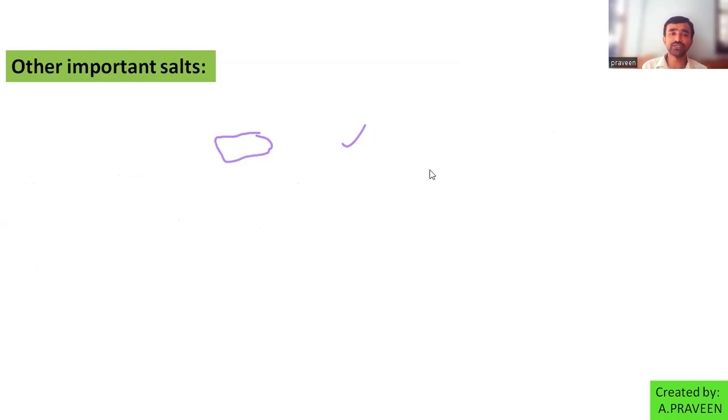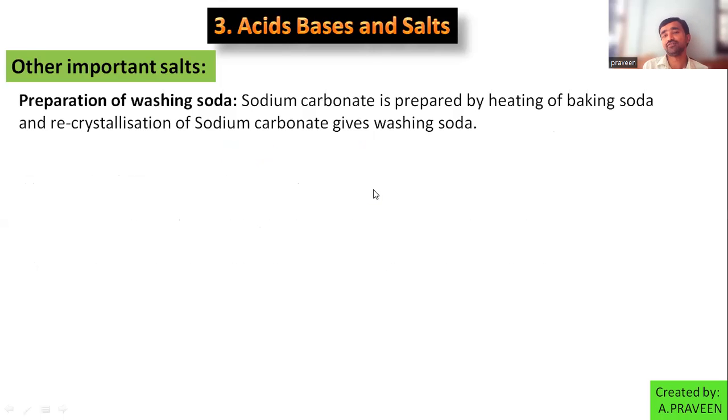Next, one more is there, that is washing soda. We are using it for cleansing of your clothes, right? Chemically this is sodium carbonate. That sodium carbonate is prepared using baking soda only. If you heat it at a certain temperature and pressure, the recrystallization of sodium carbonate will give you washing soda. Crystallization means solidifying, right? So recrystallization of baking soda will produce sodium carbonate called washing soda.